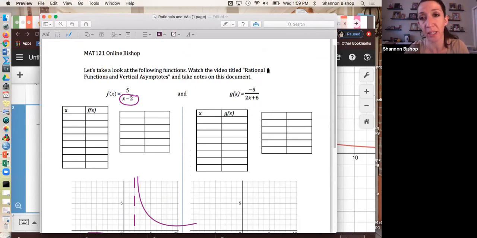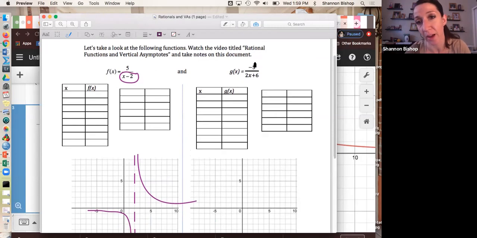Can you take a second and look at this next one and make a little prediction with me? What number do you think is going to cause the undefined error message in Desmos for this one? Think about it. What number, when you plug it in, would make that whole denominator become a big fat 0? 2 times what plus 6 makes 0? Think about it.